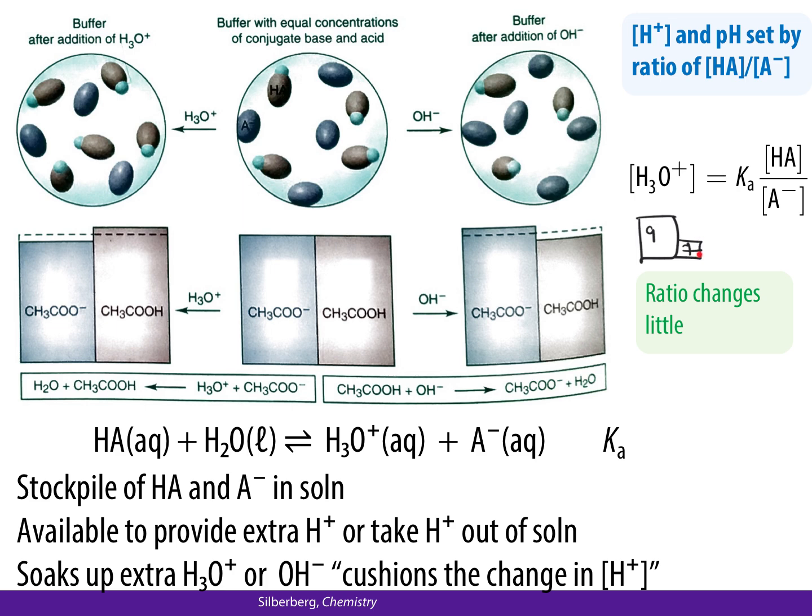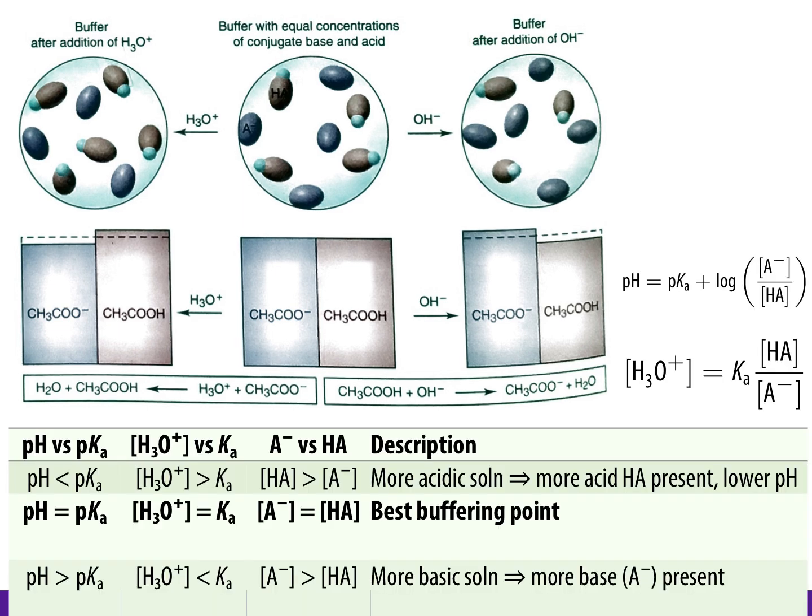So as soon as we, in this case, start using up the amount of the acid here, we'll start to lose the buffering capacity of this solution. So this is what we see here. We have that best buffering point where pH is equal to pKa, the H3O+ is equal to the Ka, and the concentration of the weak acid is equal to the concentration of its conjugate base. If we're a little bit more acidic than that, we have a little bit more of the acid. A little bit more basic, we have a little bit more of the conjugate base.